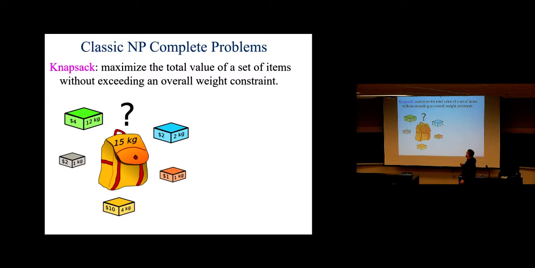So this is the general knapsack problem. Each object has a cost and a weight, and the total amount you can carry is some maximum limit. The question is, which subset of these objects can you fit into the knapsack that maximizes the aggregate value of all the objects? NP-complete. Nobody knows how to do this exactly.